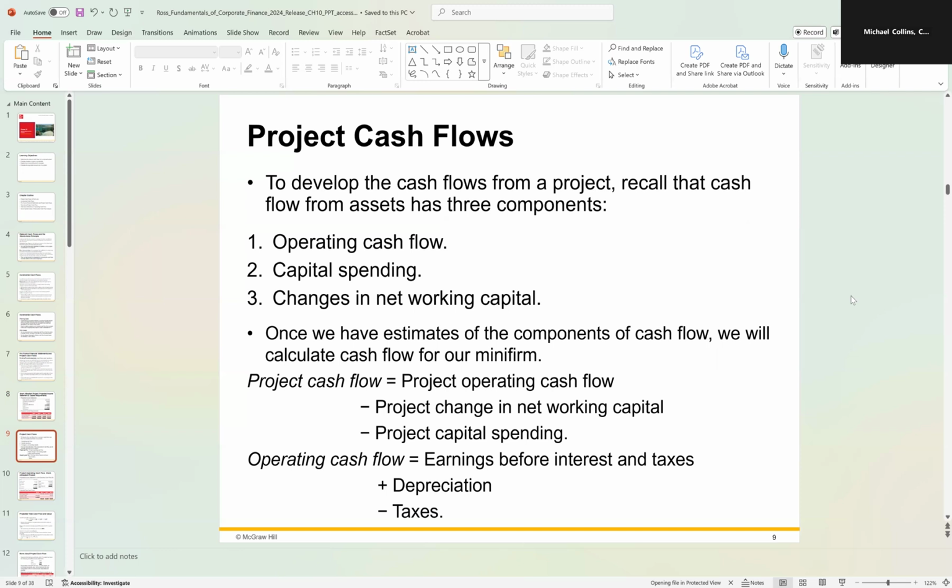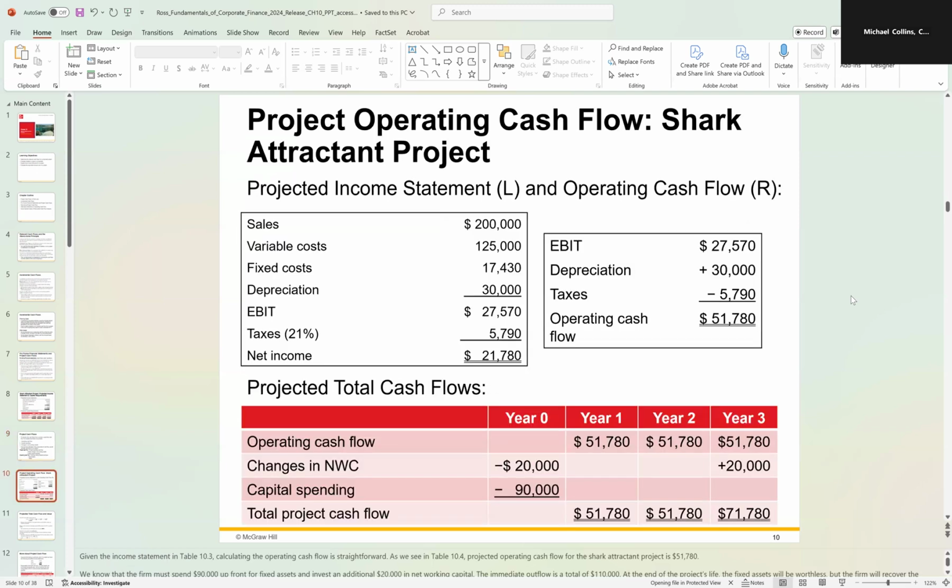So project cash flow is project operating cash flow minus projected change in working capital minus capital spending. Operating cash flow is earnings before interest and taxes plus depreciation minus taxes. Here, this is the Shark Attractant company. It's showing some sales, the variable and fixed costs, as well as depreciation, the tax rate, and what's left in net income. But then from a cash flow perspective, they're showing that here. You see in year 0, there's an initial lump sum investment in terms of change in net working capital and then capital spending. But then the project continues to kick off cash for a number of years in the future, and then that net working capital is given back.